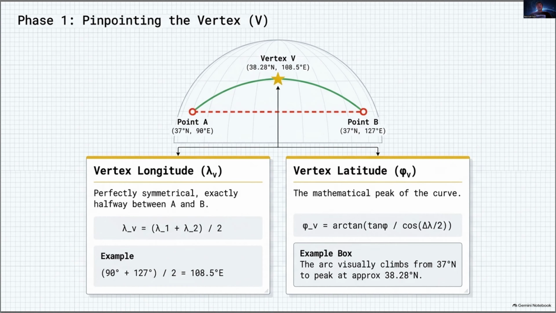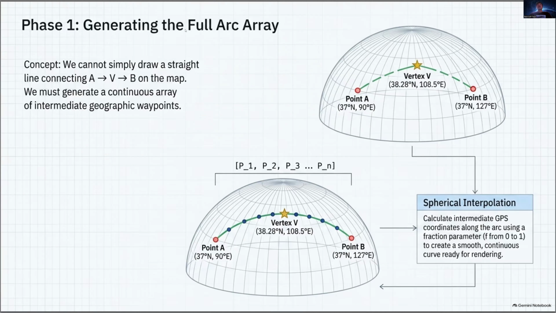Vertex longitude is perfectly symmetrical, exactly halfway between A and B. The mathematical peak of the curve: tangent, pi, cosine, delta gamma, divided by 2. Generating the full arc array. We cannot simply draw a straight line connecting A and B on the map with the red line. We must generate a continuous array of intermediate geographic waypoints.